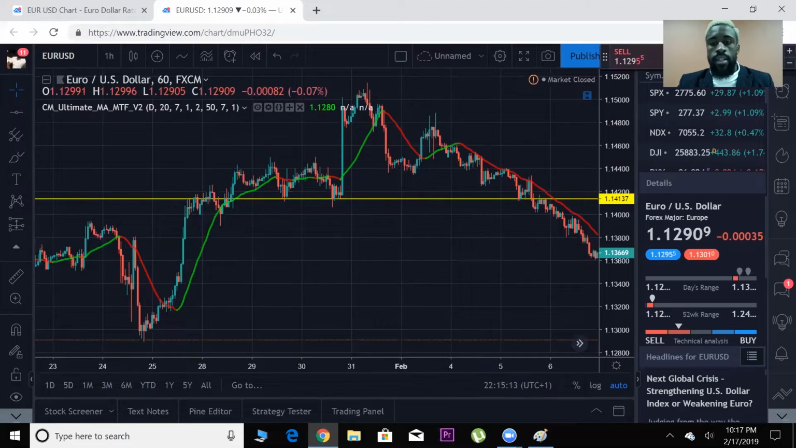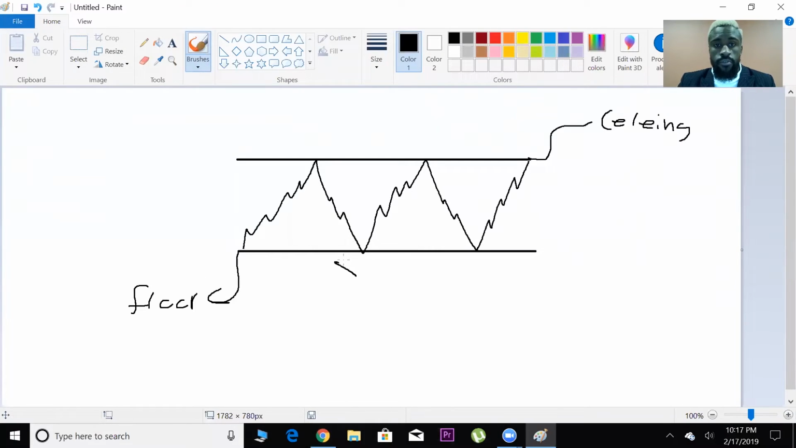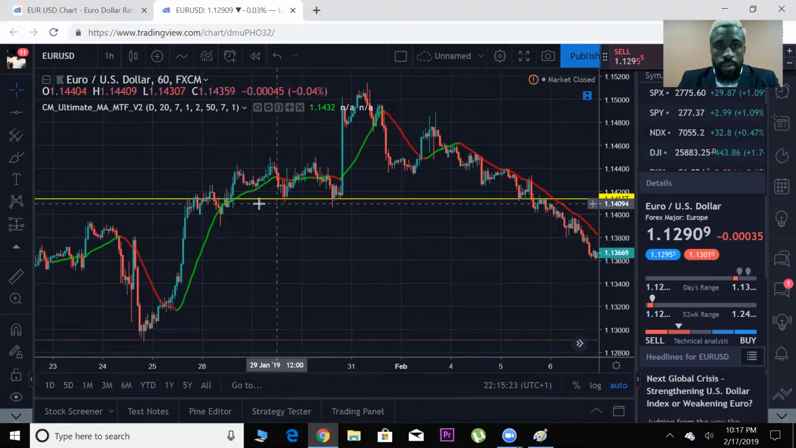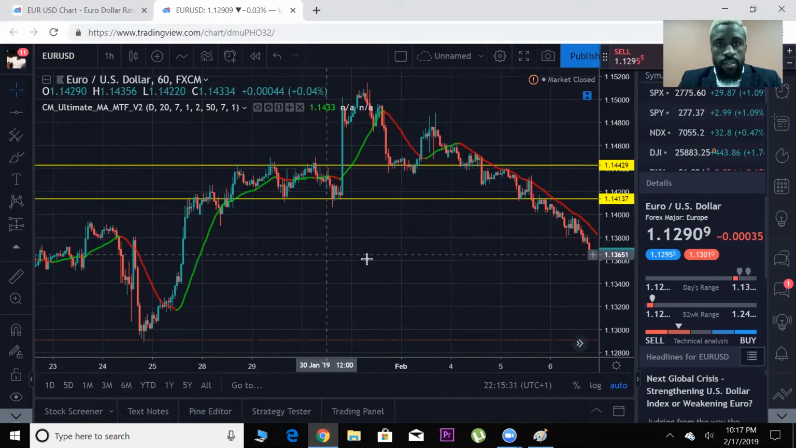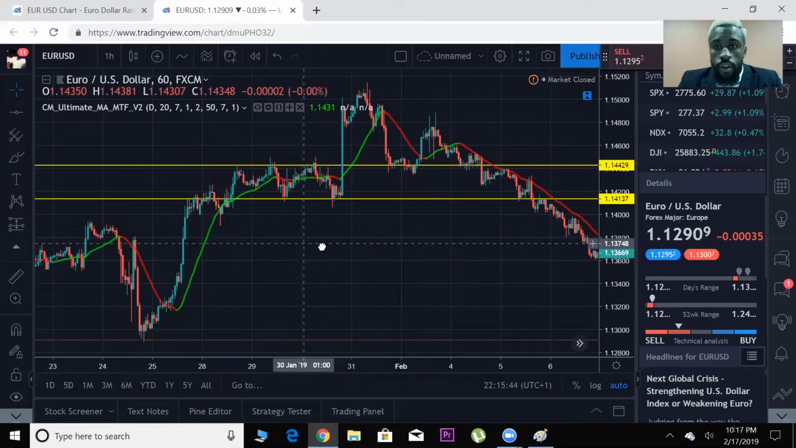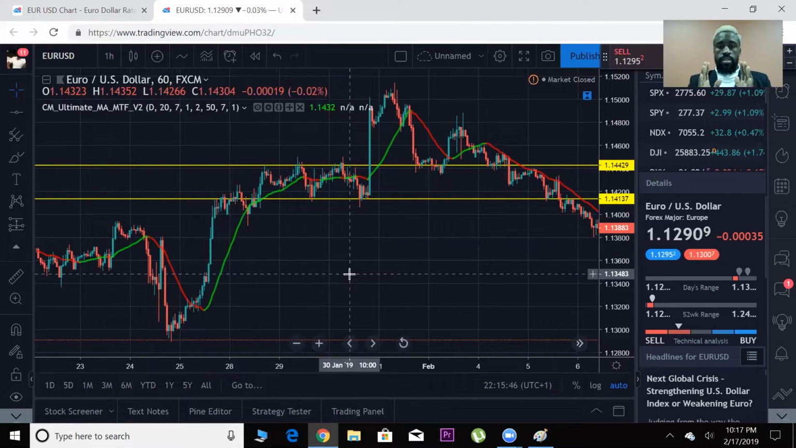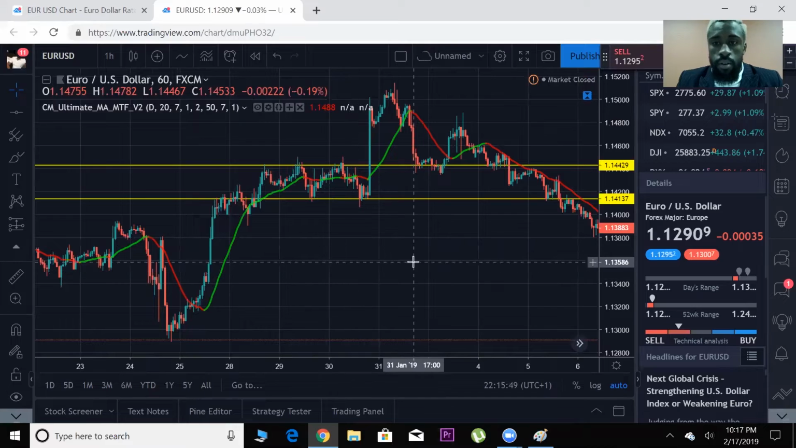Now I found the floor, so I want to find the ceiling, where the market is repeatedly touching. If this is the support, there has to be a ceiling. If we look up here, this is a good place for a ceiling. On this spot we can see that at the top we can sell and at the bottom we can buy. So we buy, we sell, and we buy. And only by doing this, you can already start to earn money on your phone.